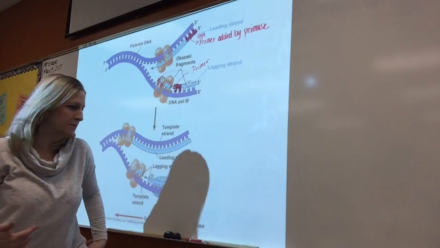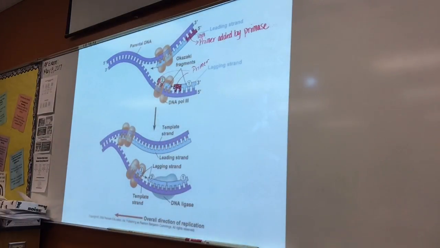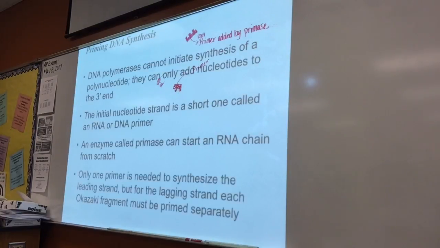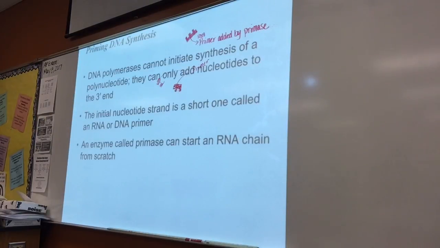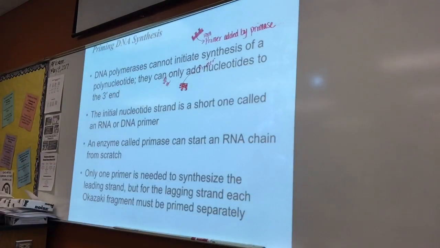So every time, for every fragment, you have a new primer. So that's new onto this picture. So then if we go back to the last bullet here, you should be able to fill in that last bullet. Each Okazaki fragment must be primed separately. So you have many primers there.